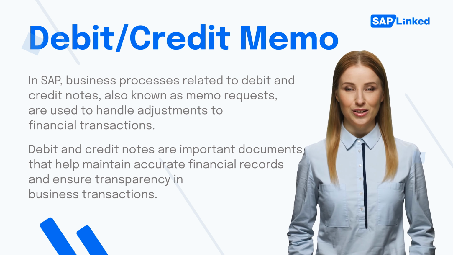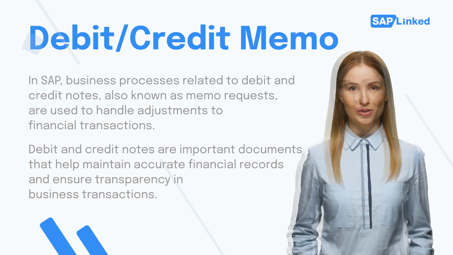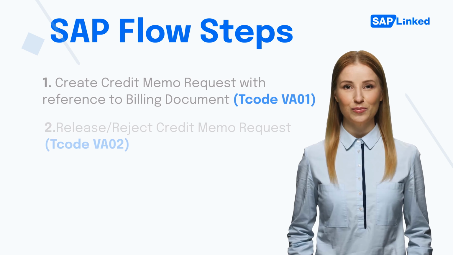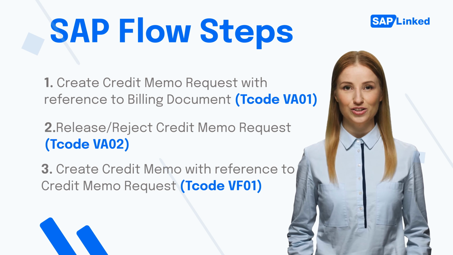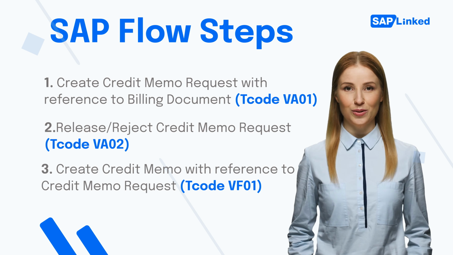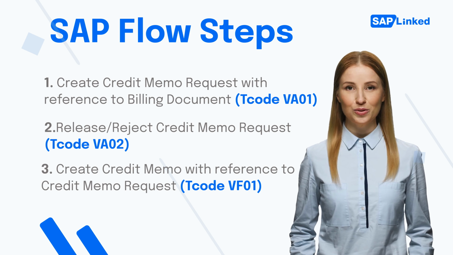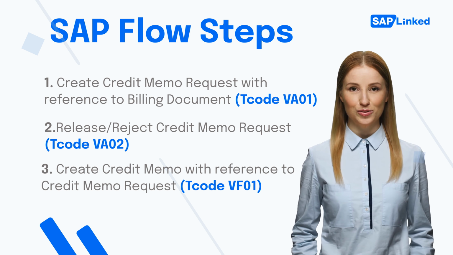So let's have a look at the detailed end-user business process flow for a credit or debit note. SAP flow steps are: 1. Create credit memo request with reference to billing document. 2. Release or reject credit memo request. 3. Create credit memo with reference to credit memo request. Let's get into each of the mentioned flow steps in brief in the next slides.